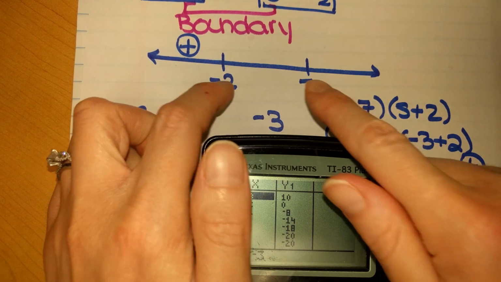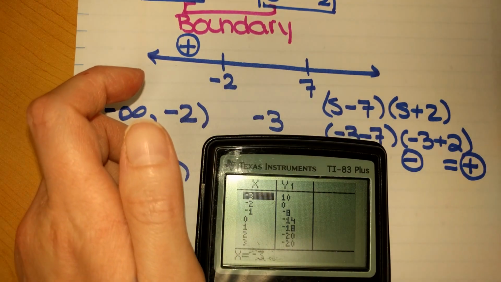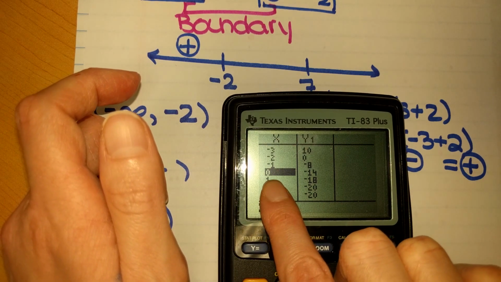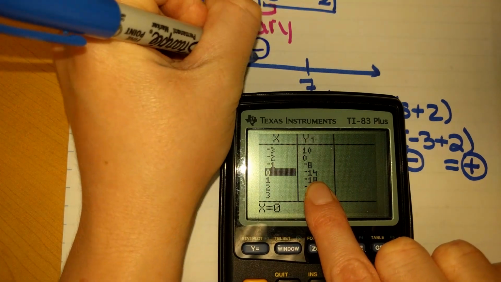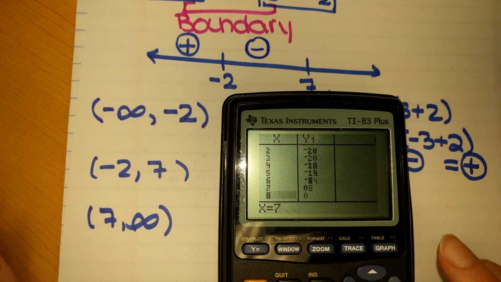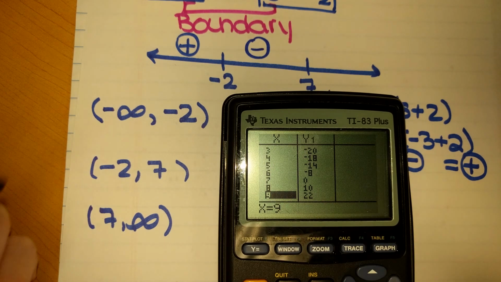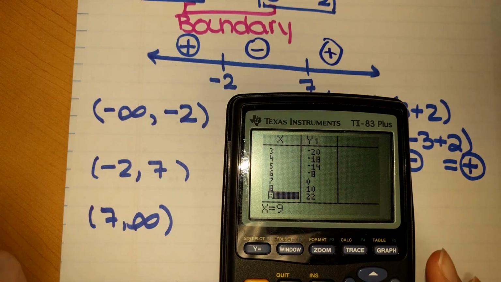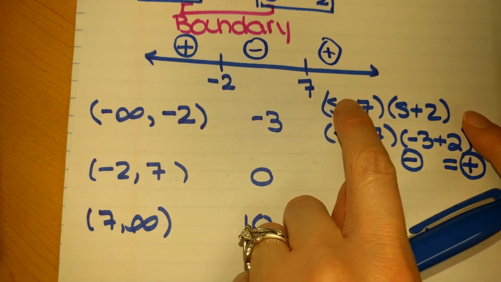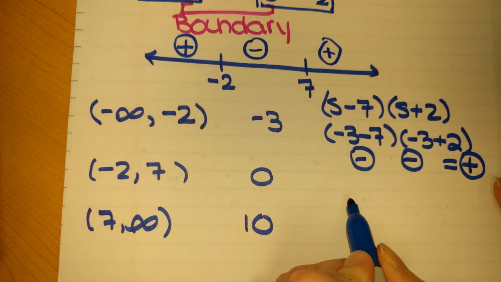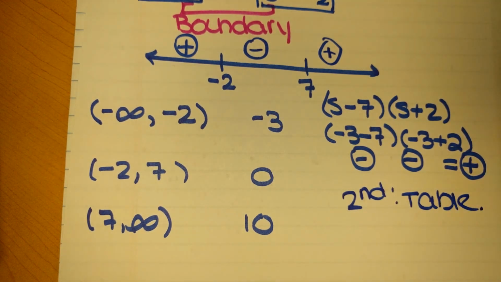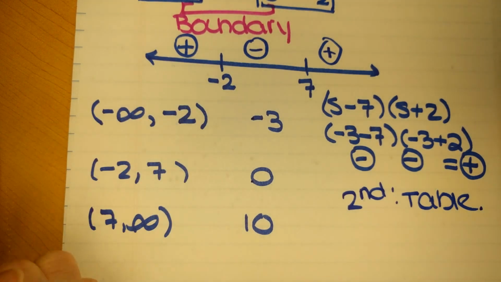And then I could say between negative 2 and 7, I want to test, so let's say I would test 0. I would cursor down on my table and see that 0 corresponds to a negative. And then from 7 to infinity, I would cursor down on my little table. Maybe I plug in 9 and I get a positive. So that tells us we have a positive. Okay, so there's lots of ways to get that table created. You can plug into the original polynomial, the factored polynomial, or you can type in the polynomial and hit second table, and that will also be a way that you can evaluate the function at these three different intervals.